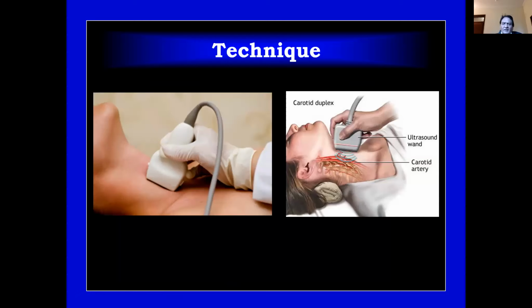Technique: in most labs I've seen in America and other places, the operator sits on the head side of the patient. But the radiology departments always use the stool on the right side of the patient, like we do for abdominal scanning or chest scanning or thyroid scanning. So the patient lies like this. There's a pillow under the neck to slightly hyperextend the neck. Not too much, or the patient will get tired or dizzy. Slight hyperextension.